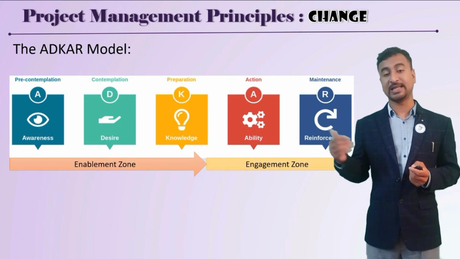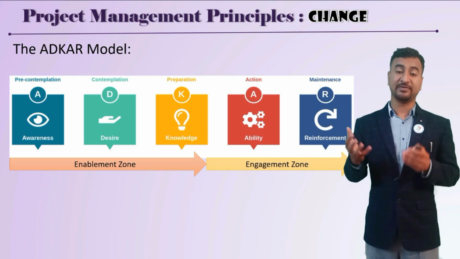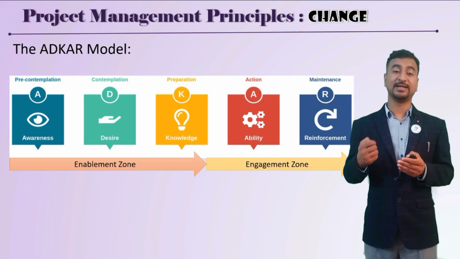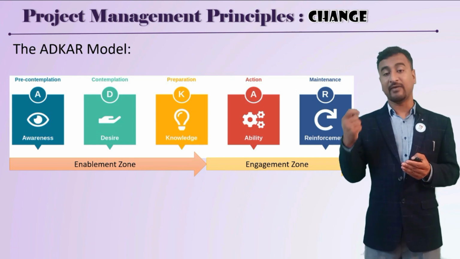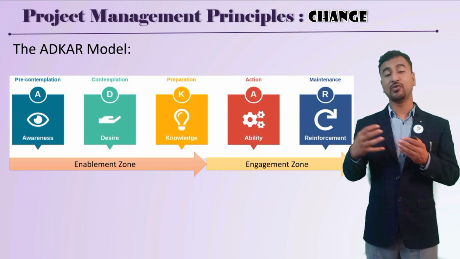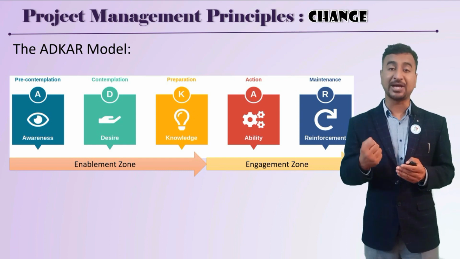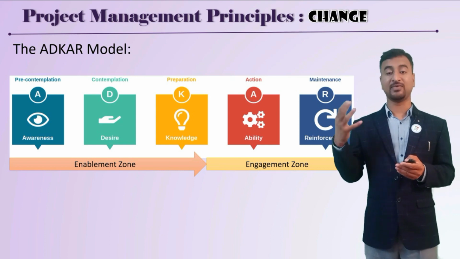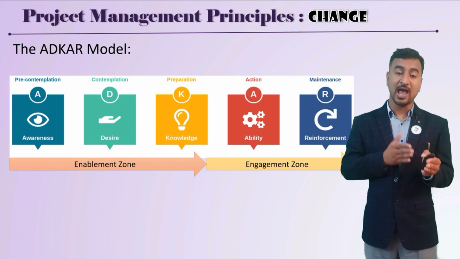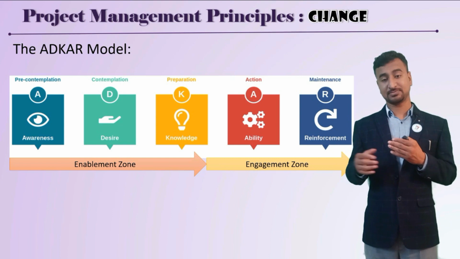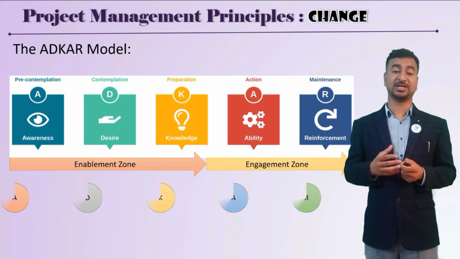And the next element is ability, when you develop that ability for the change. And finally reinforcement, where you have to communicate frequently with the relevant stakeholders to give them assurance that the change is good for them. So that is the engagement zone. So that is the enablement zone and the engagement zone for achieving that change.